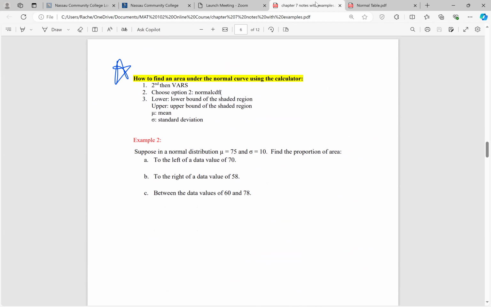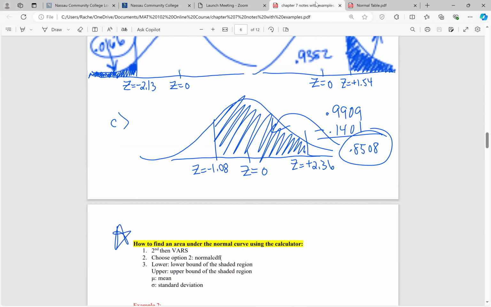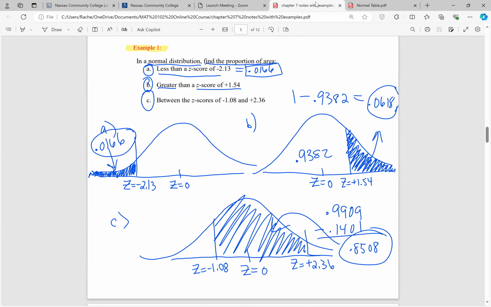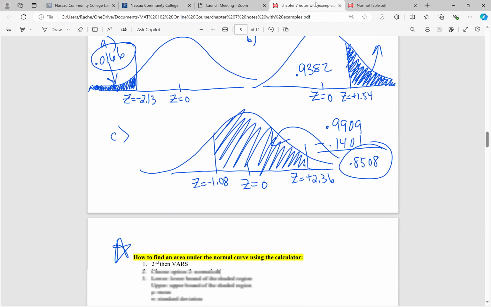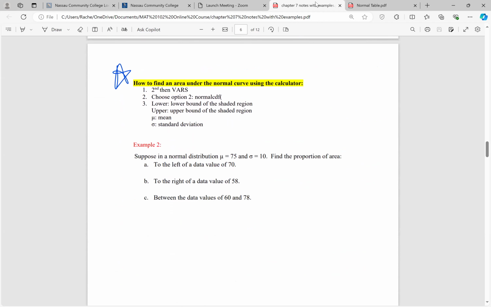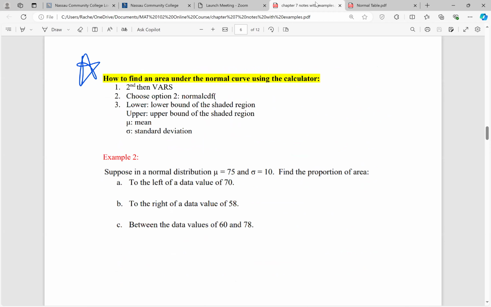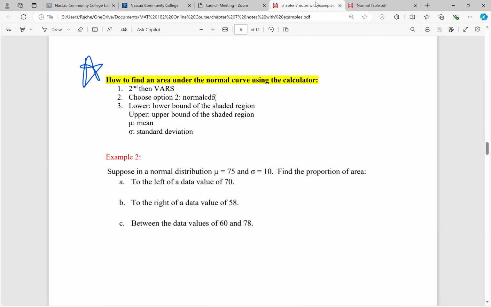So what I think is the best way to do this is, let's go back and do example 1 over again, but I'll show you how to get these same answers using the calculator. But before we do that, I just want to show you how this calculator function works. So how to find an area under the normal curve using the calculator.